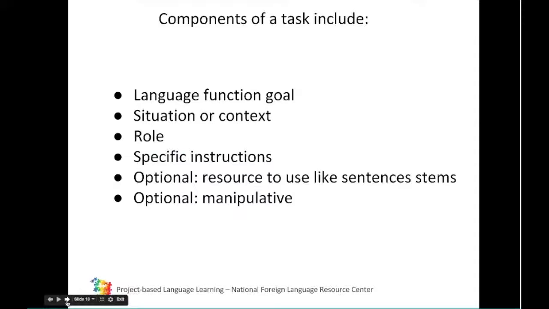Their optional items to provide during the task are resources or tools. In this case, they might need sentence stems or sentence starters. Sometimes you want to provide a manipulative that will help them interact with the language, maybe cards with discussion prompts, for example, guiding questions that will help them with the conversation.